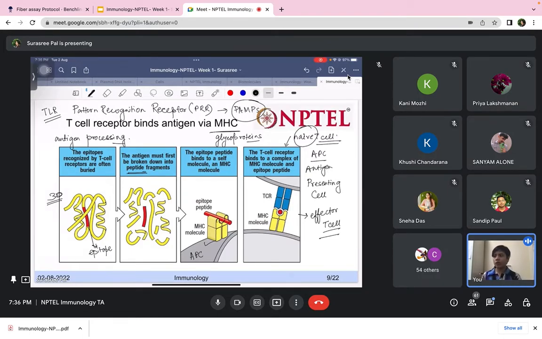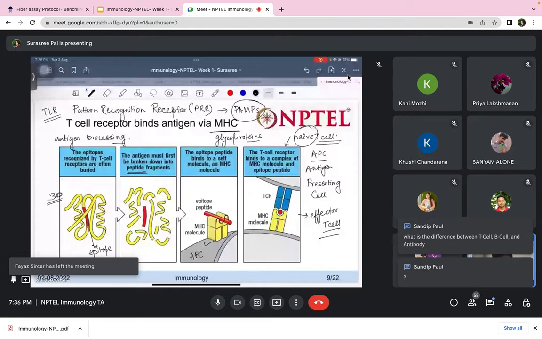Alright, so now you might have understood a little bit of the difference between an antigen-antibody reaction and a TCR-antigen reaction, which is mediated by these MHC molecules. Okay, so now I will go through some questions.